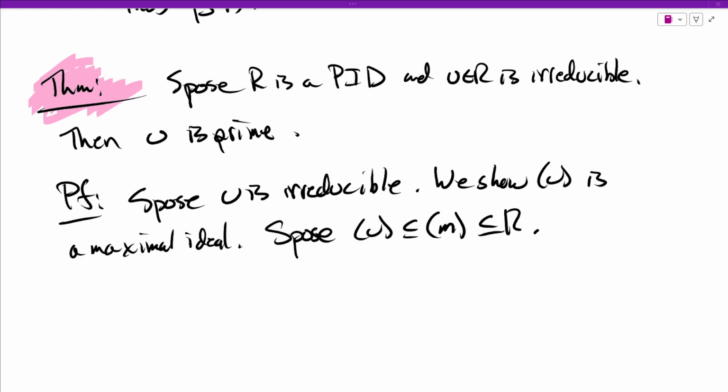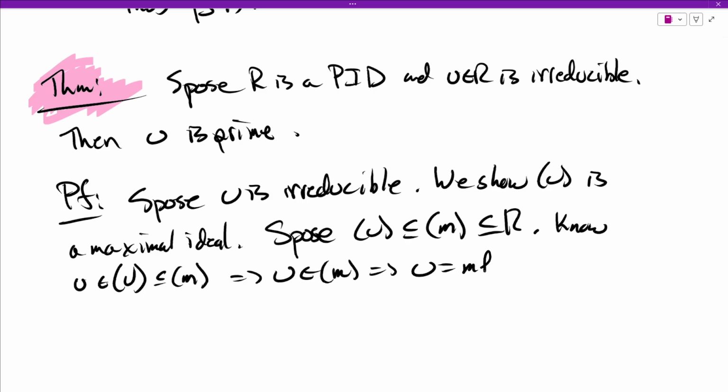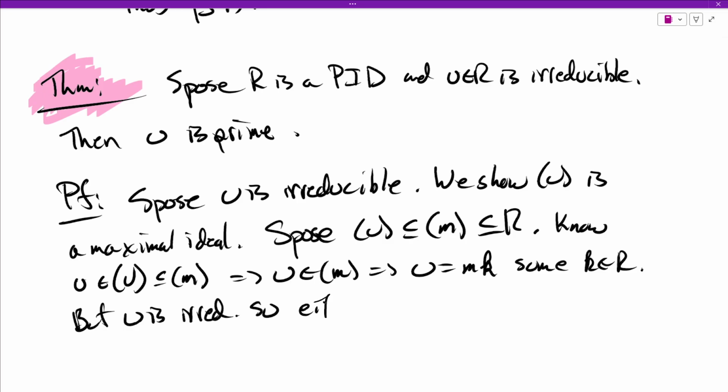Now let's use that U is irreducible. So we know, let's see if I can get my divisibility right this time. U is in the ideal generated by U, so that's contained in M. So U is in M, which means that U is a multiple of M, U equals MK for some K in R. Oops. Dang, messed that up. But U is irreducible, so either M or K is a unit.